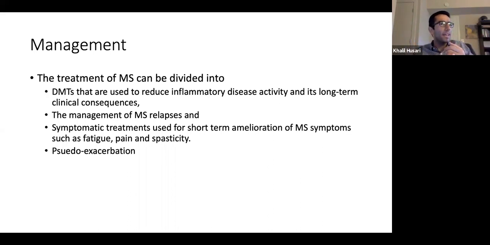If you have pain, you treat the pain. If you have fatigue, if you have spasm and spasticity as well. Now let's talk about the management of MS relapses.